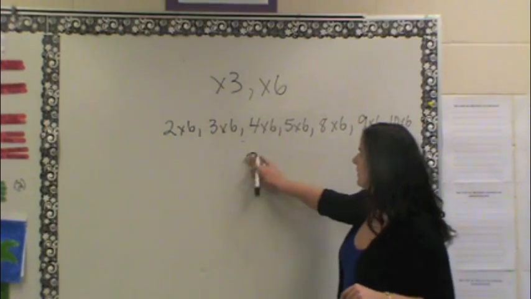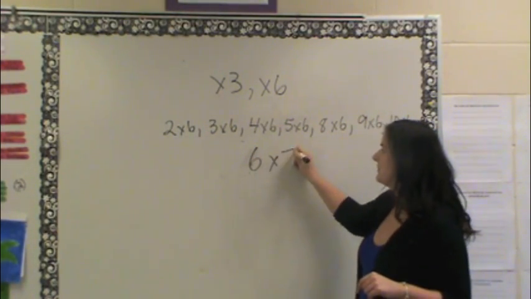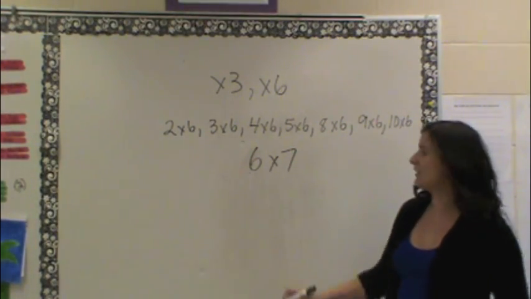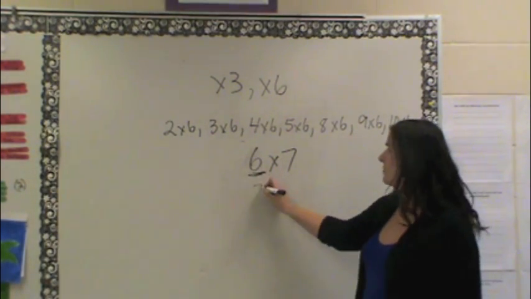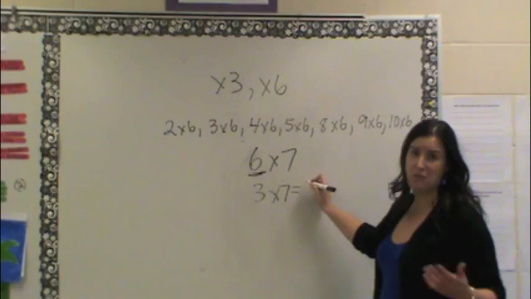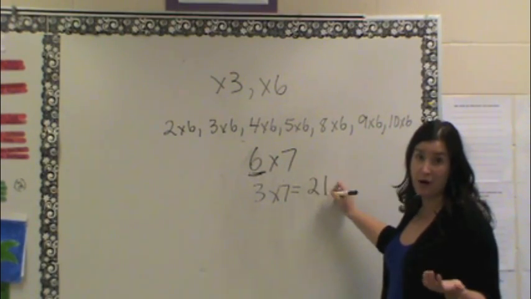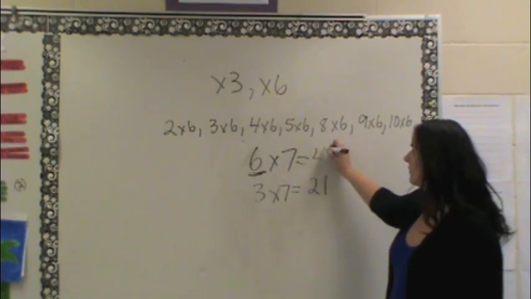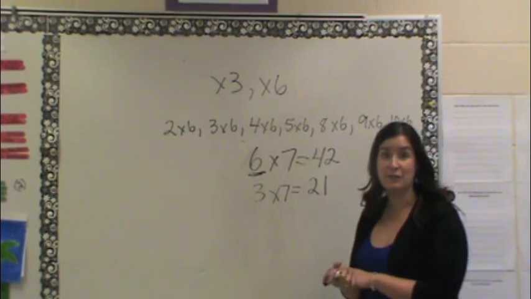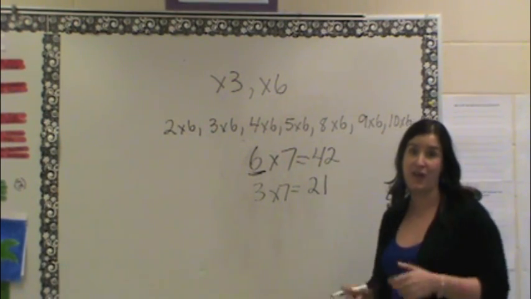The other one that's missing is your 6 by 7. Again, you would think, okay, well, 6 is an even number, so it must have a half. The half would be 3 by 7. Remember your 3 by 7, you know it's 21. You recall that one. 6 by 7 must be the double of 21, which is 42. And that's it for your 6 times table. There were 2 facts left.